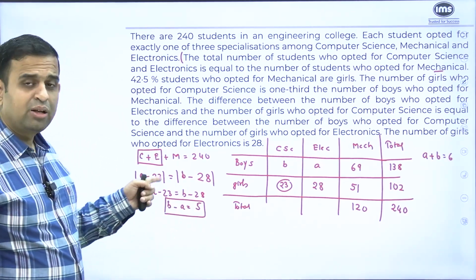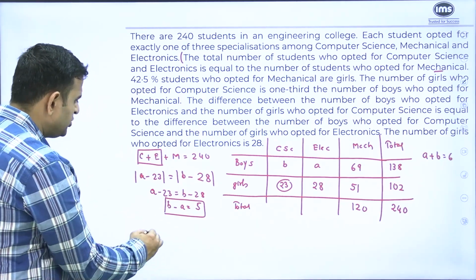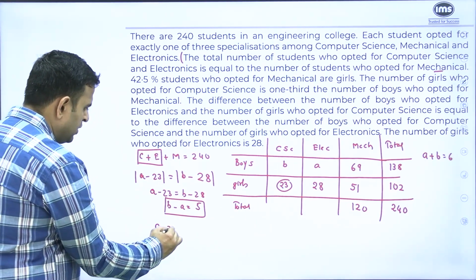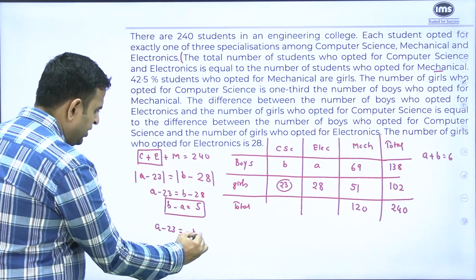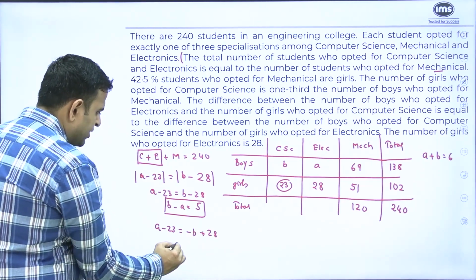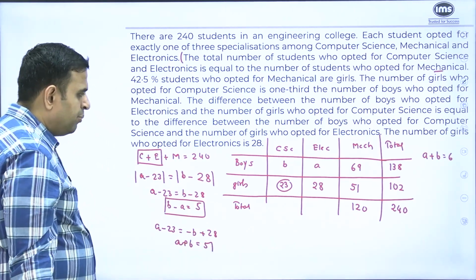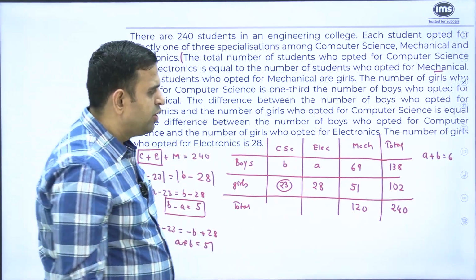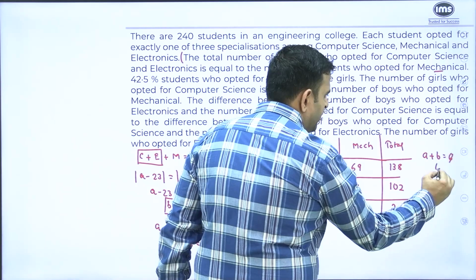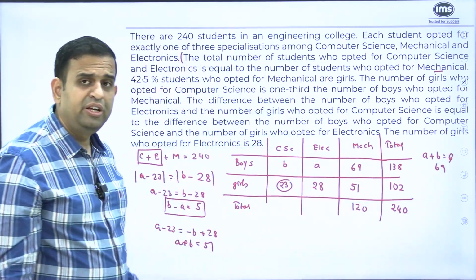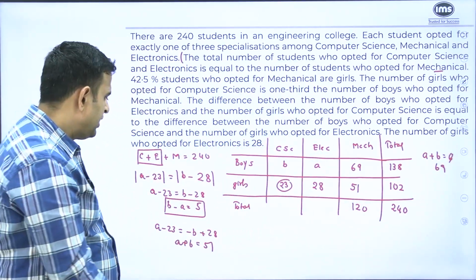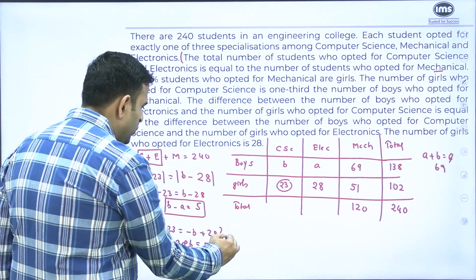And if I take the minus part, then you will get A minus 23 is equal to minus B plus 28, and that will give you A plus B as 51. But understand A plus B is equal to 69. This part we already know. A plus B must be equal to 69. So this can be simply ruled out.